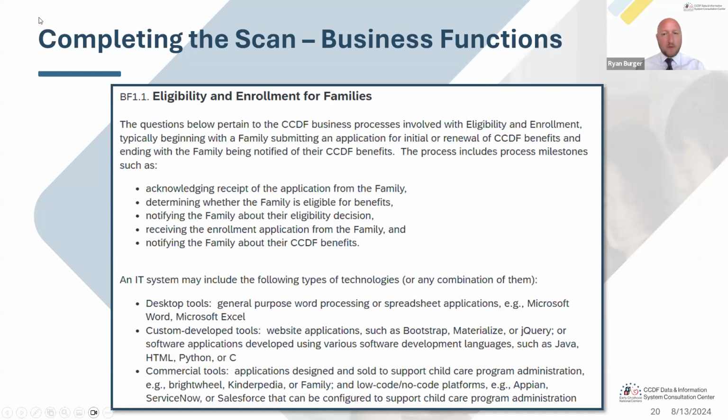In the scan, we've provided some definitions and examples within each business function to illustrate the types of technologies that you might be considering, such as desktop tools, cloud-based or web applications, or commercial off-the-shelf tools. Here's an example. This question addresses the eligibility and enrollment for families business function. The scan outlines some of the steps that you might take that could be technology related, which might begin with a family submitting an application for initial or renewal of CCDF benefits, and end with the family being notified of their CCDF benefits or enrollment status.